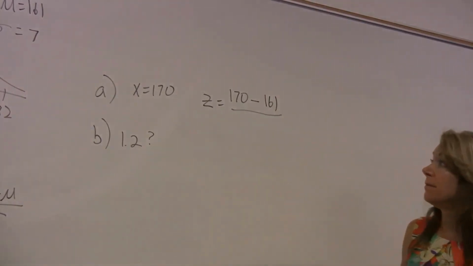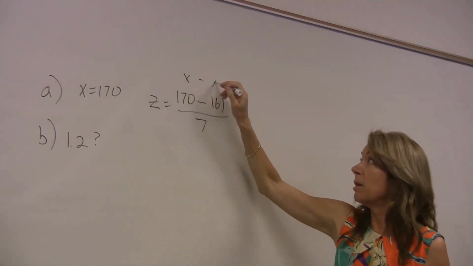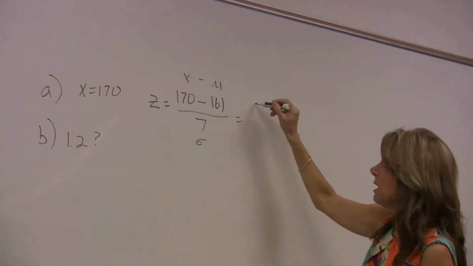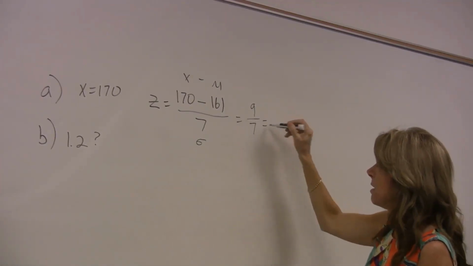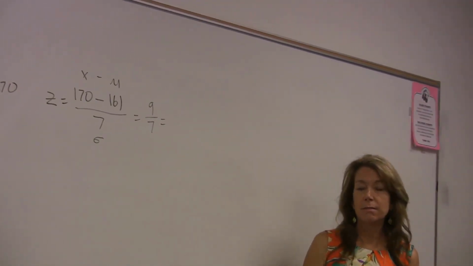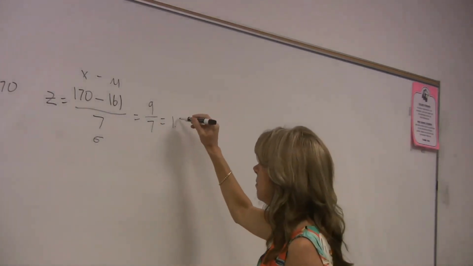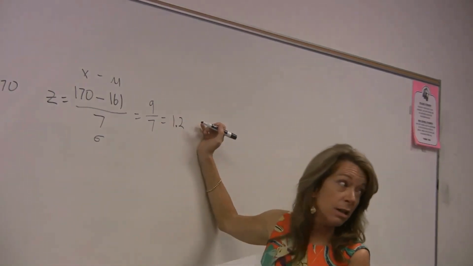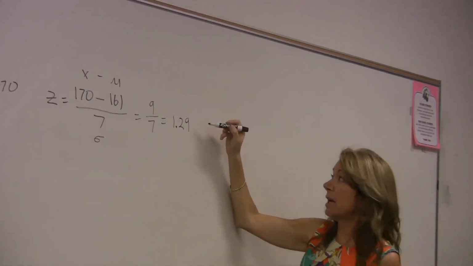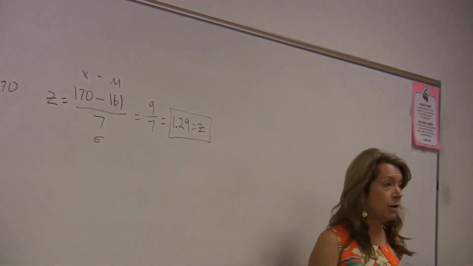And then what am I going to do? Divide by 7. I'm just plugging my x, my mu, and my sigma into that formula. This turns out to be 9 over 7. Someone divide that for me and round it to 2 decimal places, please. 1.29. If we round, it's 1.29. So z equals 1.29. That is the z-score for 170. That was what question A asked for.